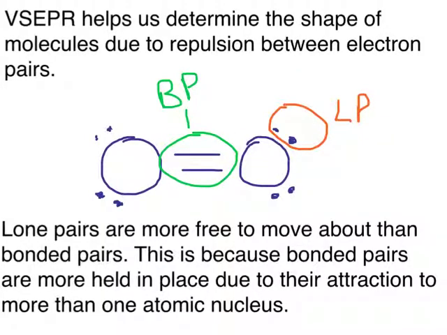Now note, lone pairs are more free to move about than bonded pairs. This is because bonded pairs are held in place. These are attracted to both of these nuclei, whereas these are only slightly attracted to this nucleus, and therefore they can move around more.